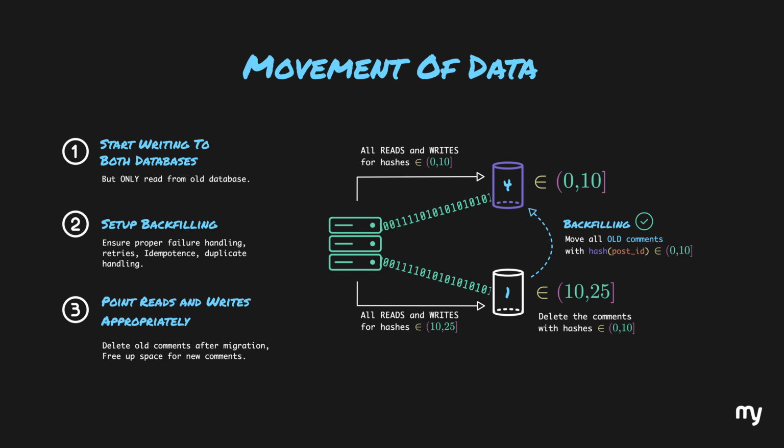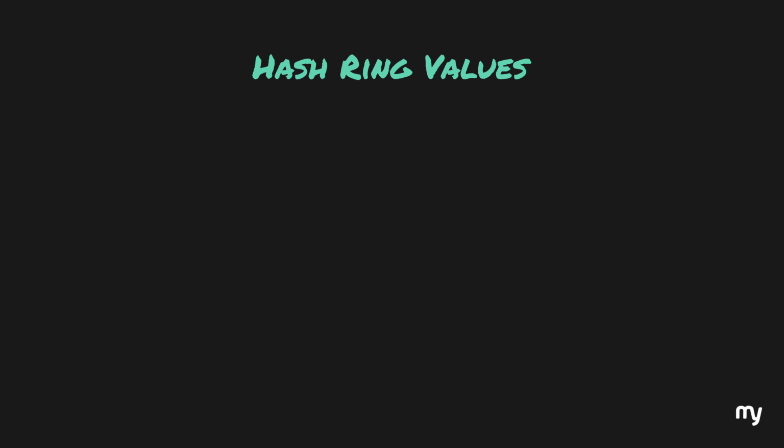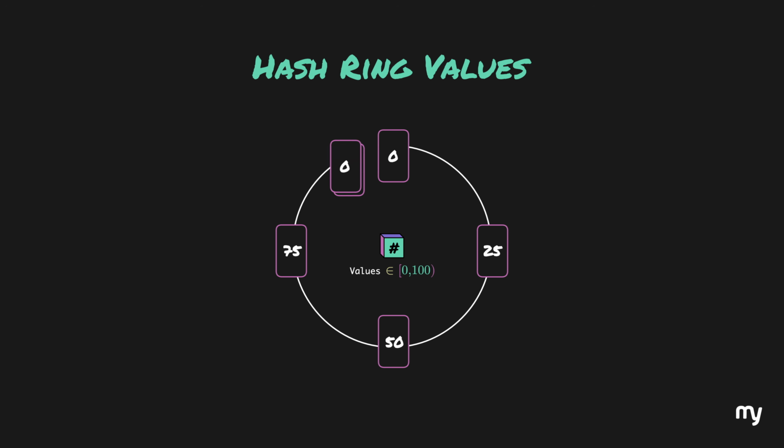Now, let's talk a little bit about values on the hash ring. We talked about an oversimplified hash function, which yields values only between 0 and 100. This was only for the sake of simplicity. In real life, you would use a simple hash function like murmur hash, which always yields a 32-bit output. Meaning, all of its possible values would be between 0 and 2 to the power 32. And these values would actually be distributed across the hash ring.